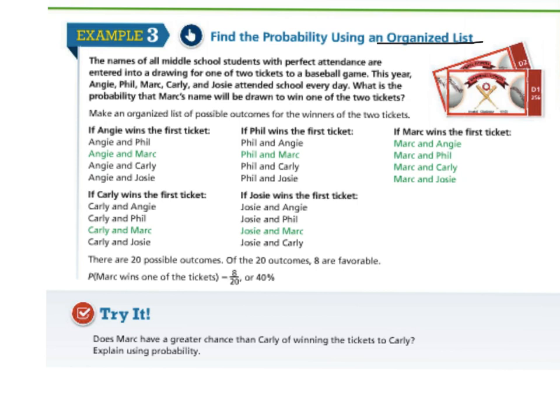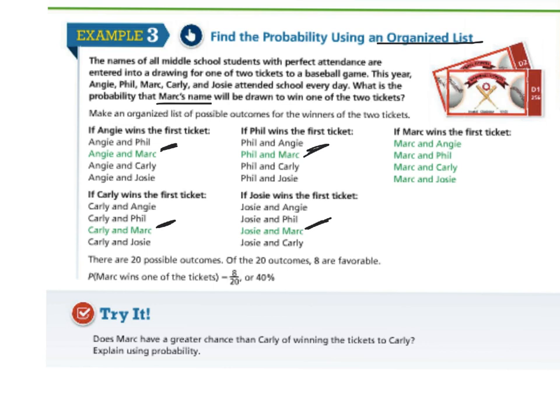The problem, though, asks us, what is the probability that Mark's name will be drawn to win one of the two tickets? So what we see here is everywhere that Mark is in the drawing for one of those two tickets is a positive or favorable outcome. And I see that Mark could be chosen with Angie, Carly, Phil, and Josie. So those are 4 outcomes right there.